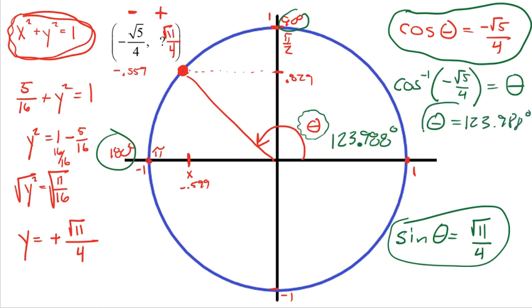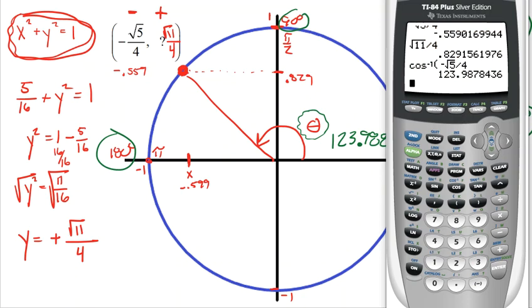123.988 degrees. Remember, cosine inverse is only allowed to give answers that are in quadrants 1 and 2, from 0 to 180 or 0 to pi. So again, that makes a lot of sense. But again, I want to make connections.